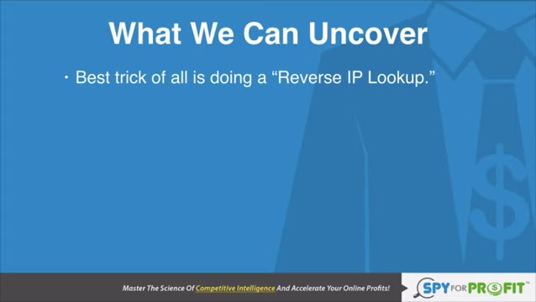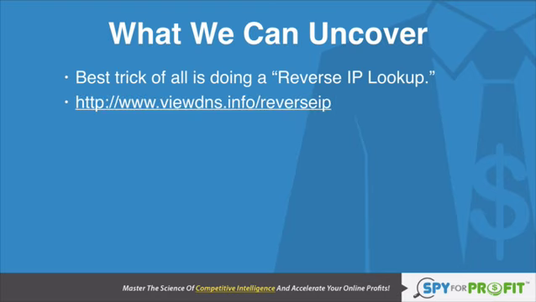Now, the best trick of all when it comes to domains is what's called a reverse IP lookup. You can go to this website, viewdns.info/reverseip. What will this do? You simply type in a domain name like cooking.com, and it'll search that server IP address and see if there are any other domain names hosted on that server.